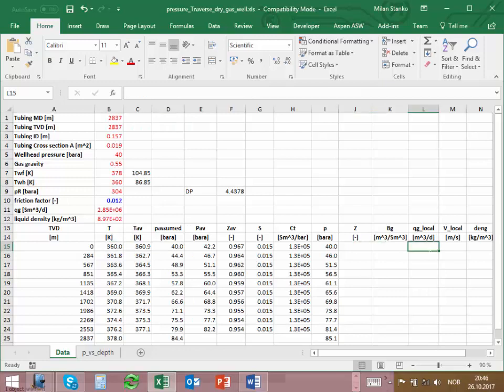For tomorrow, we are going to calculate the local rate using VG. Remember, it's just a multiplier. Standard condition rate to local rate. And then we have the local rate. We calculate local velocity. Okay, and then we compare it with the erosional velocity to see if we will have problems.